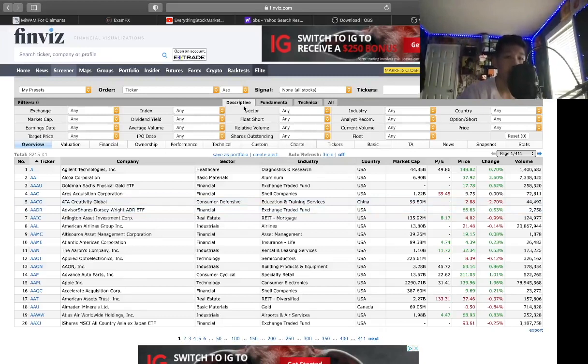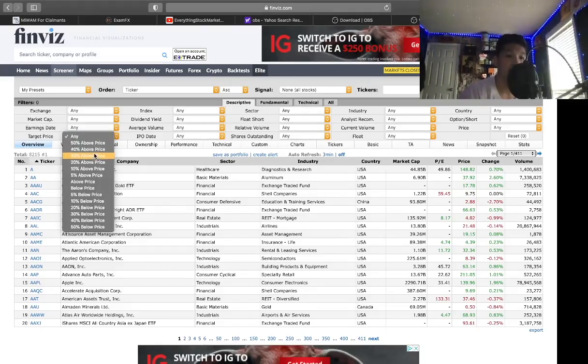So what's nice is we have descriptive, where it's going to show descriptions like float shorts, relative volume, the index it's in, the IPO date, target price, market cap, exchange, etc. All stuff you don't necessarily need to know. The important stuff I can show you in here is your float short. Float short is how many shares are available to be shorted. The float is how many shares are available for you guys to purchase, buy, or sell. Shares outstanding, same thing. Target price, you can find stocks that are above or below the target price. Obviously, you want to look for the below ones, or the above if you're going to be shorting a stock.